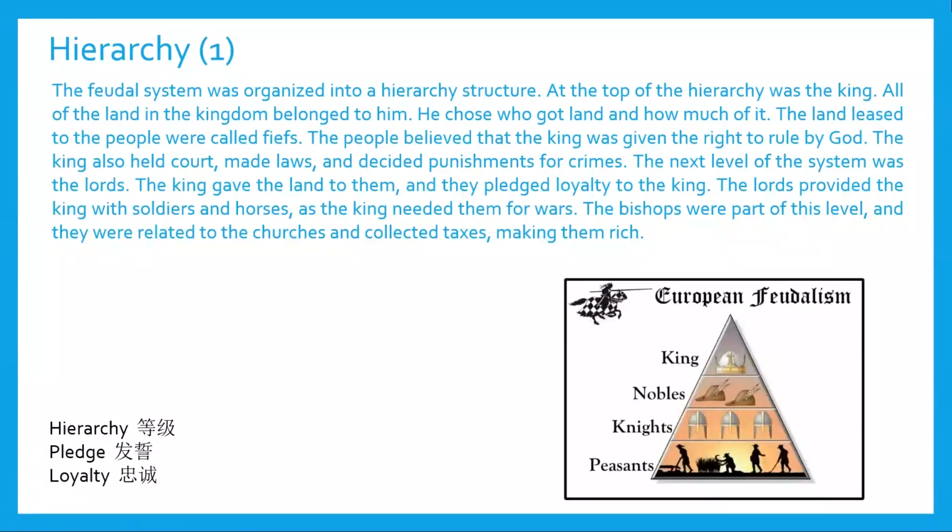The next level of the system was the lords. The king gave the land to them, and they pledged loyalty to the king. The lords provided the king with soldiers and horses as the king needed them for wars. The bishops were part of this level, and they were related to the churches and collected taxes, making them rich.